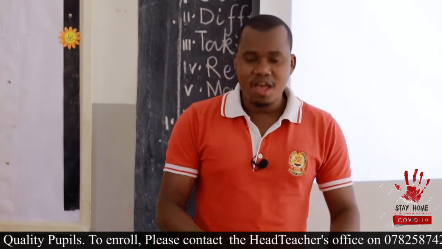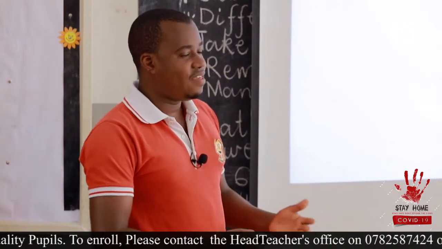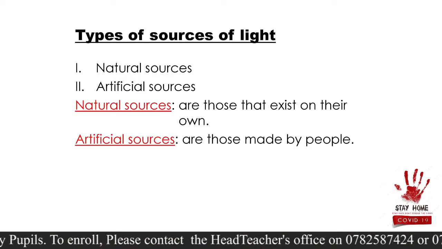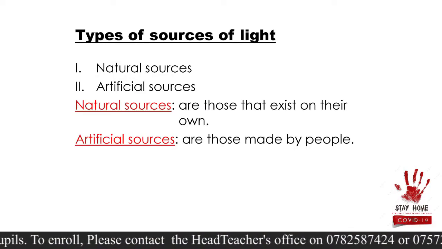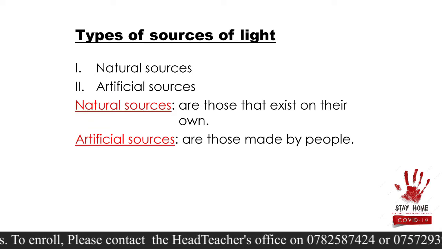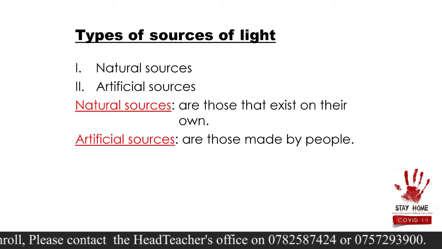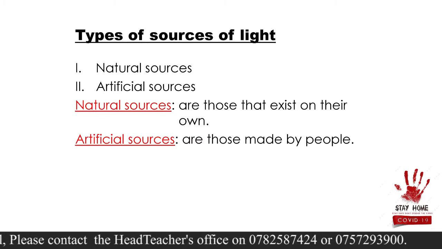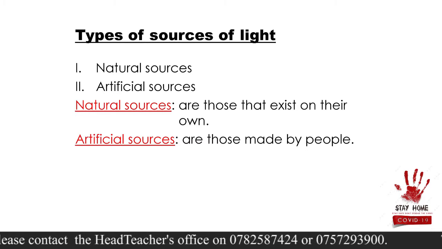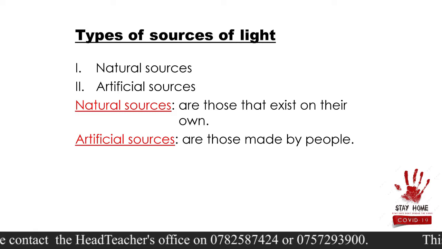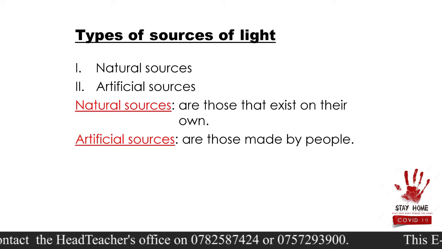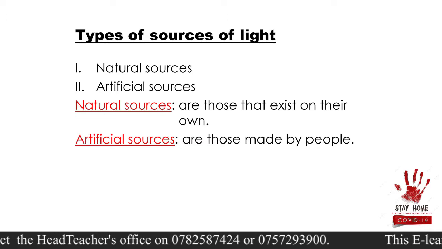That is very good. I hope you have them. Now, what are these two sources? We have the natural sources of light. Can you say natural sources? Natural sources. Then artificial sources. Artificial sources. Quickly, can we spell the word natural? Natural. Then artificial, quickly. Artificial.